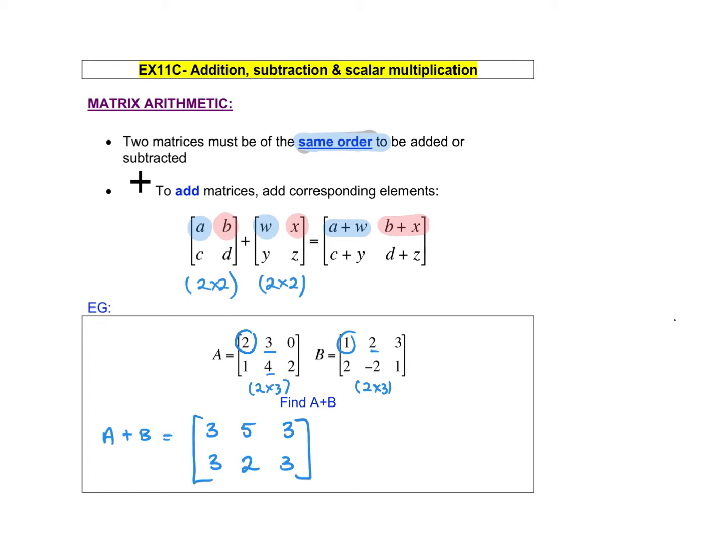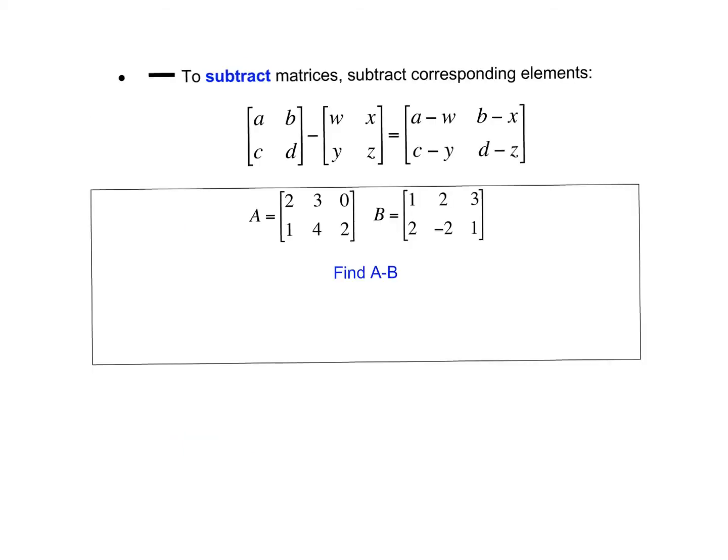So you can do it on your calculators as well. You can just pop them in and press plus in between and add them. As long as they're the same order, they will add them. If they're not matching, the calculator will tell you it can't do it. All right, so the same thing goes with subtraction.